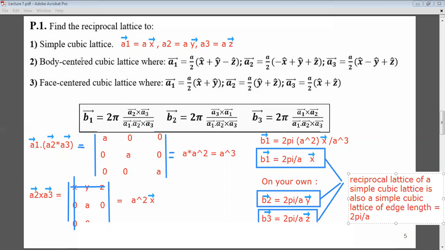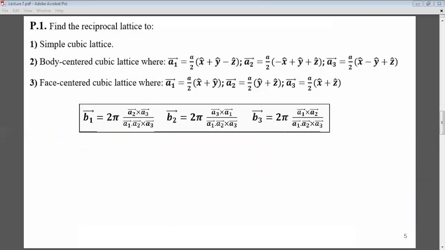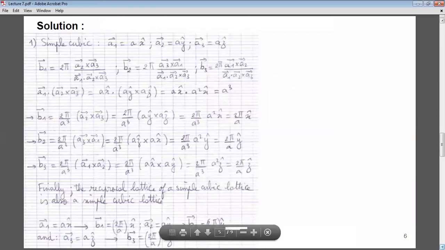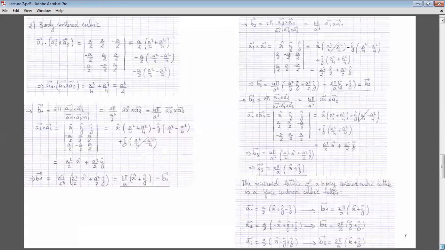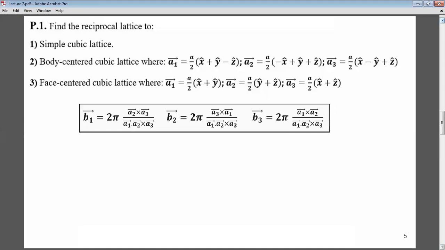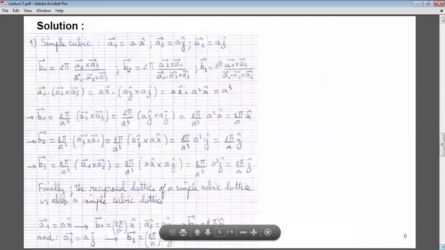Now let's do the body-centered cubic lattice. The calculation for me will become a bit messy, so I'm just going to read for you the solution because it's already solved. So we'll do the body-centered cubic lattice together, but then the face-centered, you can do on your own. So let's clear all drawings and move forward. Okay, so for the simple cubic, you find everything you need. Now, for the body-centered cubic, from the question, I'm giving you the primitive lattice vectors. So you have A1, A2, and A3.